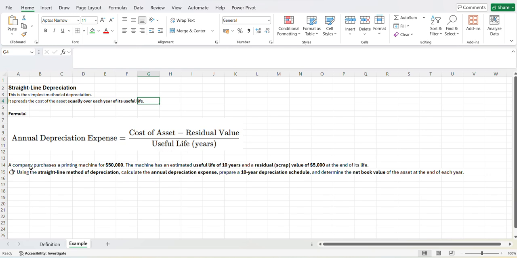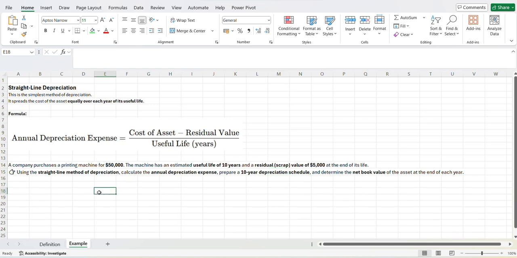Okay. So here is an example. A company purchases a printing machine for 50,000. The machine has an estimated useful life of 10 years and a residual value or scrap value of 5,000 at the end of its useful life. Using the straight line method of depreciation, calculate the annual depreciation expense. Prepare a 10-year depreciation schedule. Determine the net book value of an asset at the end of each year.